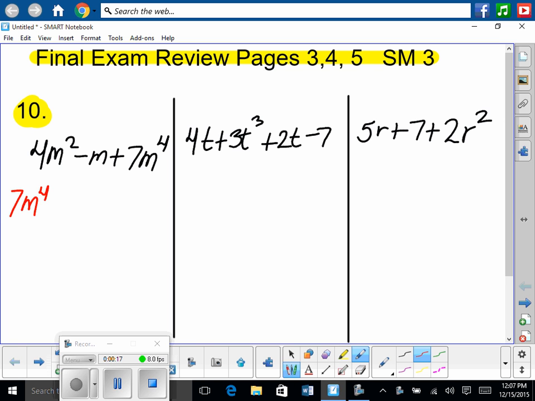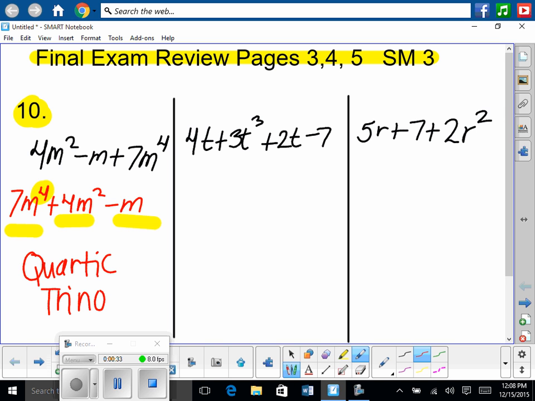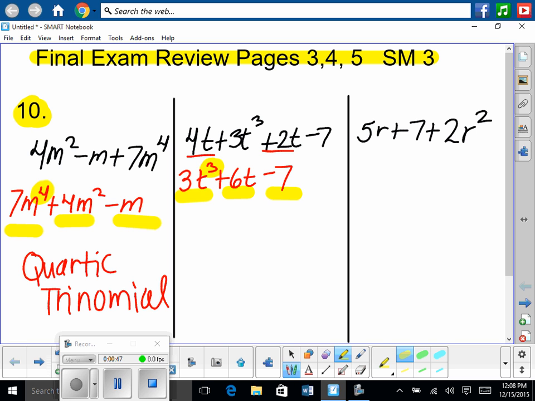So 7m to the 4th plus 4m squared minus m is now in standard form. Then we classify it by highest degree and number of terms. This would be considered a quartic, or quarts in a gallon, quartic, and then trinomial. The next one, highest degree first, so 3t cubed, and then 4t plus 2t's is 6t's, and then minus 7. We name it by the highest degree and number of terms, so this is a cubic trinomial.